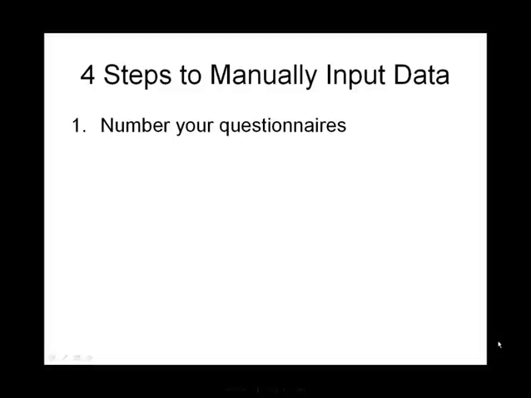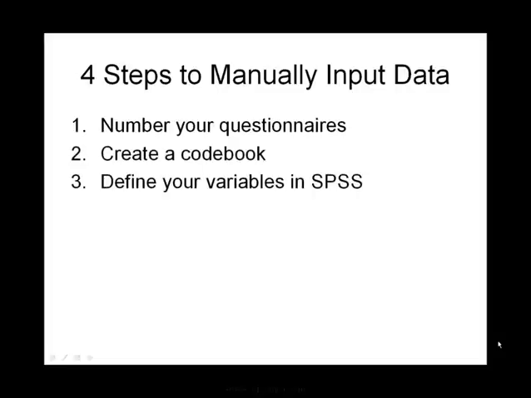So let's say you're checking your data using frequencies and you see that you've made a mistake on one of your variables. Okay, you've input the wrong number. If you don't have an ID number, then it's very difficult for you to go back and find the correct questionnaire so that you can input the correct number. Okay? The next step is to create a code book. The third step is to define your variables in SPSS. And the final step is input your data. Let's go into steps 2, 3, and 4 in more detail.